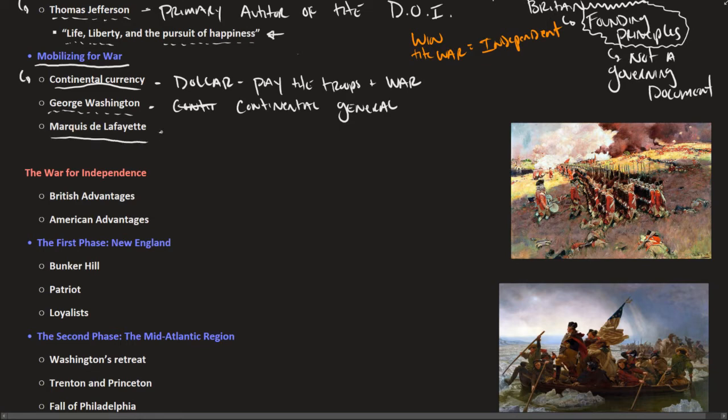Marquis de Lafayette, he was a French general. We'll talk more about this in a second, but he assisted the U.S. cause. He actually came to the colonies to fight on behalf of the United States. And French support is going to be instrumental in how this conflict eventually plays out.